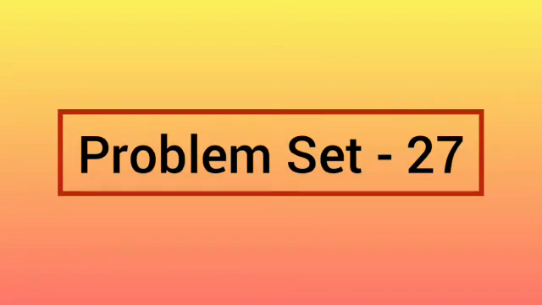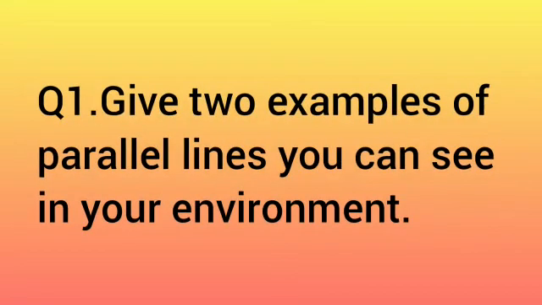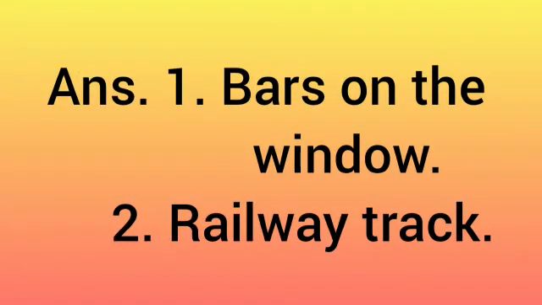Students, let's solve questions of problem set 27. Problem set 27, question number 1. Give two examples of parallel lines you can see in your environment. Students, here we write any two examples of parallel lines which we see in our surroundings. Answer. First example is bars on the window and second example is railway track. Students, you can also write any other examples which you find in your surroundings.